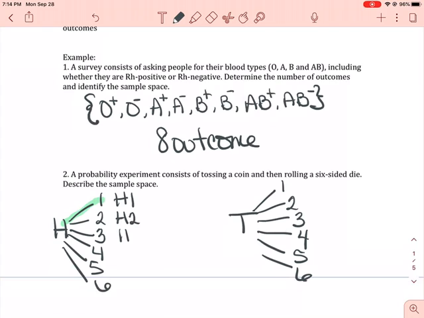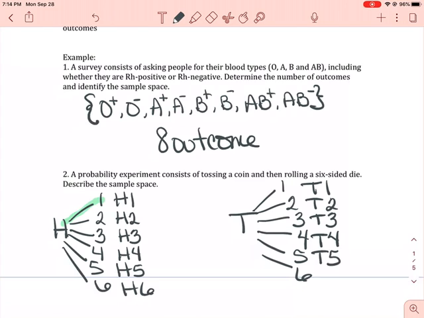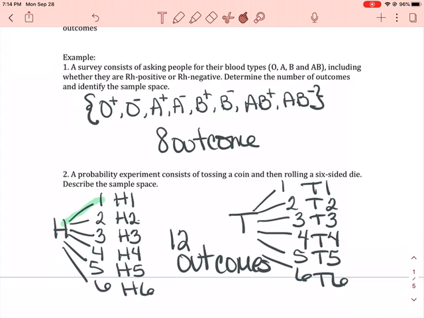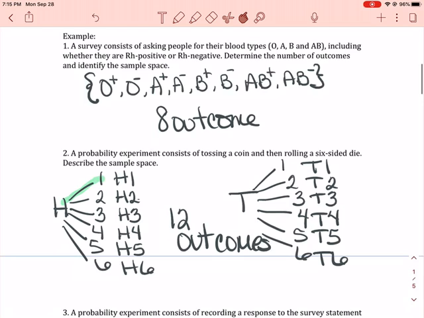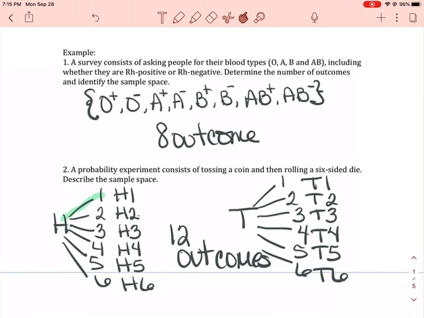H1, and then I follow through. H2, H3, H4, H5, and H6. And I can get a tail 1, tail 2, tail 3, tail 4, tail 5, and tail 6. Okay, so there are 12 outcomes. So you can make a list or a tree diagram, whatever makes most sense to you. I'm not very good at tree diagrams. I like making a list. But sometimes tree diagrams do a real nice job of visualizing what you're trying to find.